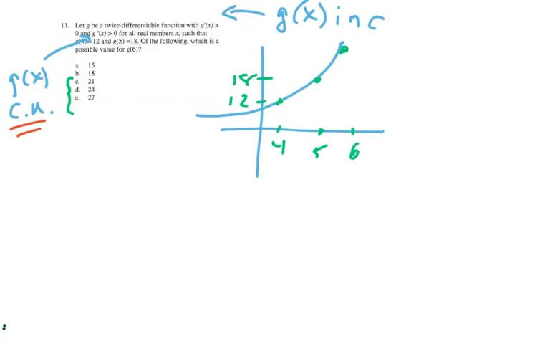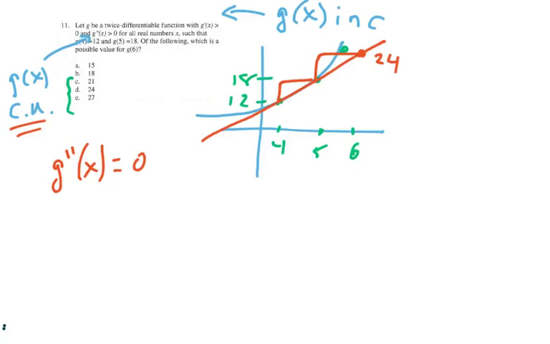If I had no concavity, if g double prime of x was equal to 0, that means this would have been more of a linear function, and I would have had the same slope. If I had the same slope, I added 6, and then I would add 6, and I'd end up with a y value of 24. However, they told us that I don't have a concavity that's equal to 0. Therefore, this is not a linear function, so I can't just keep adding the same slope over and over again.